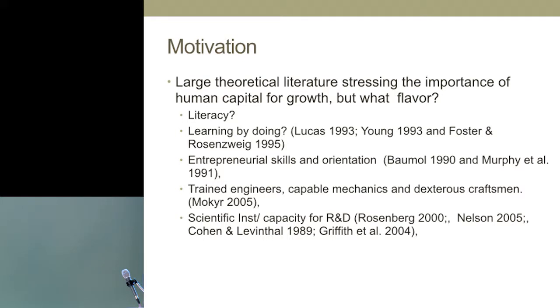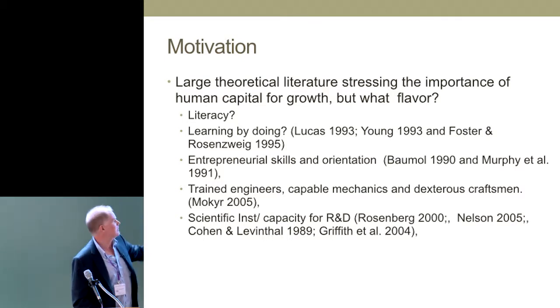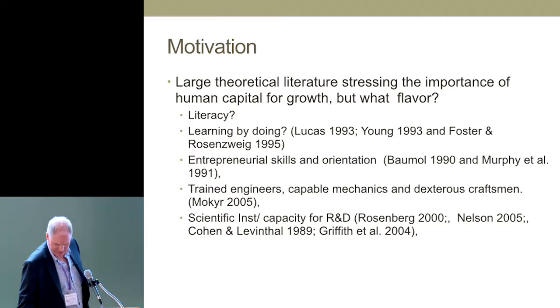But we have other kinds of capital you can accumulate. There's learning by doing, which we know that literature. Baumol and Murphy et al. have stressed entrepreneurship, and we'll come back to that. Mokyr, among others, have stressed trained engineers, capable mechanics, and the like. And then this kind of scientific institutional capacity for research and development, which is covered by a lot of people. Our measure is trying to get at this stuff. It's imperfect, but that's what we're trying to get at.